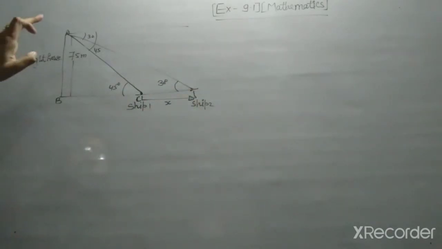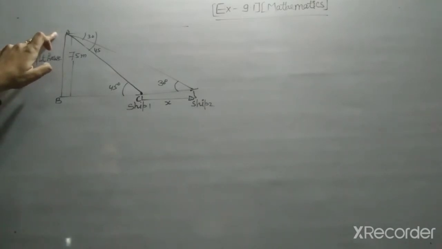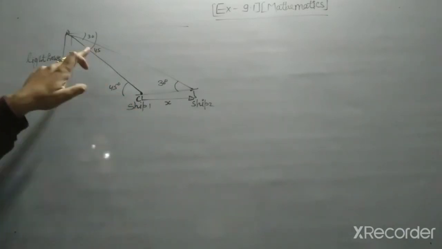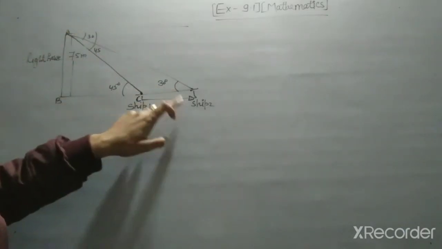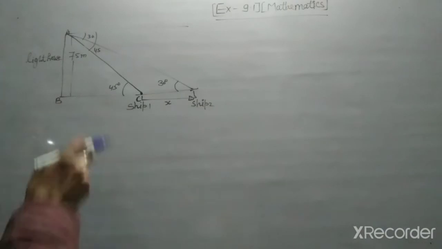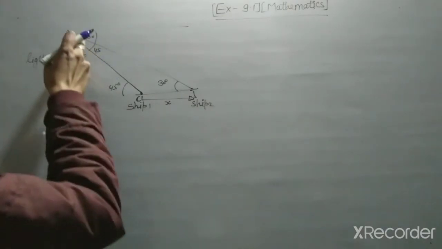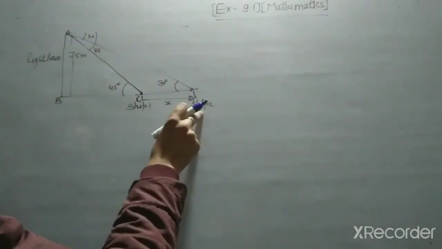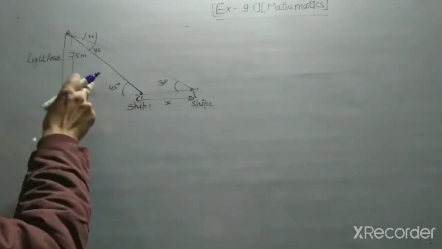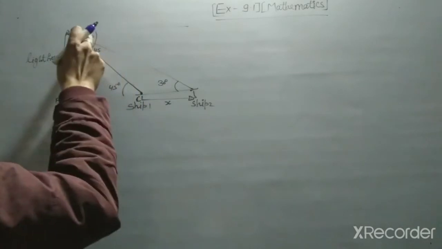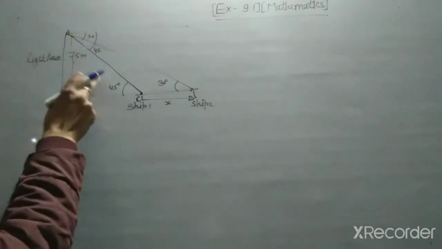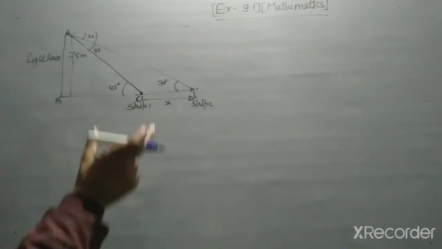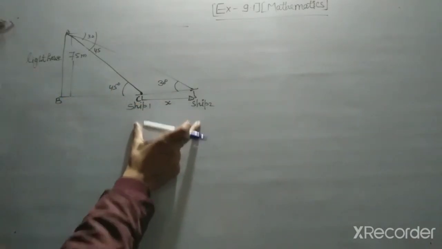And then the angle of depression at the top of the lighthouse for the first ship is 45 and for the second ship is 30. So this angle is equal to this angle and this angle is equal to this angle, because this line and this line are parallel, so the alternate interior angles are equal. By this figure you have to find the distance between these two ships.